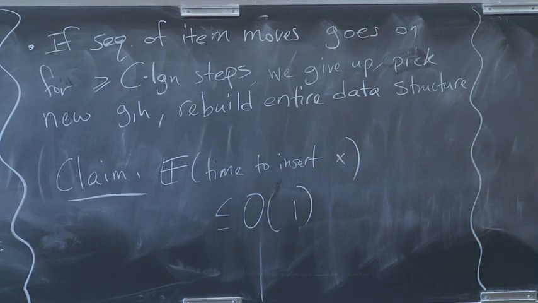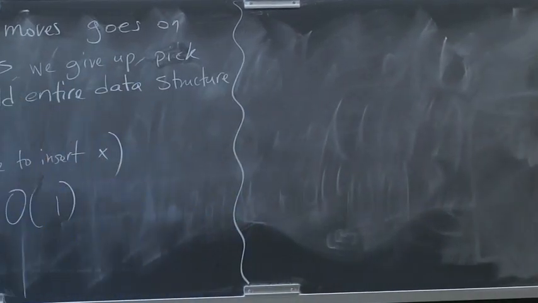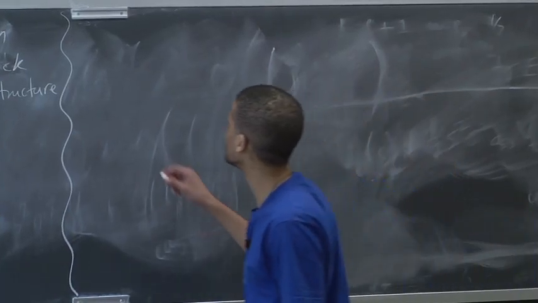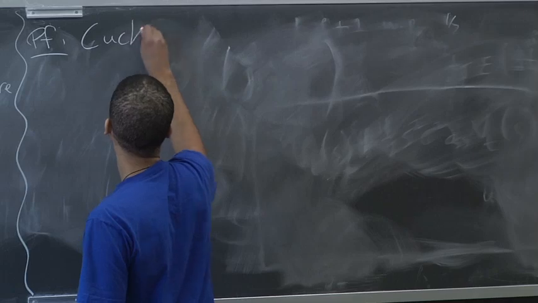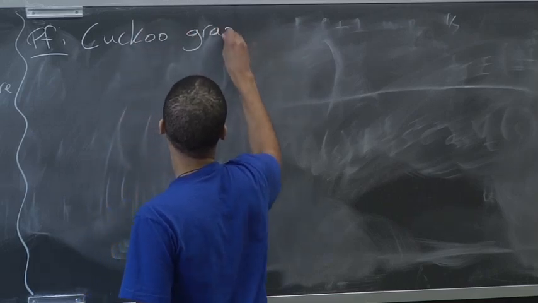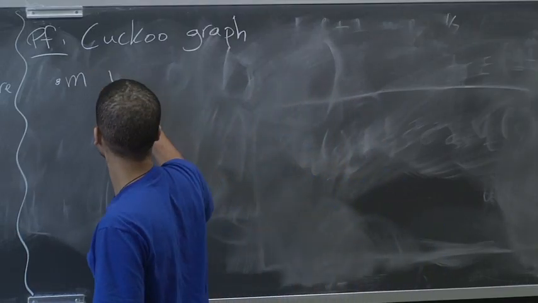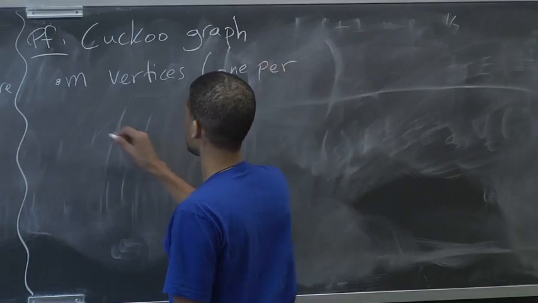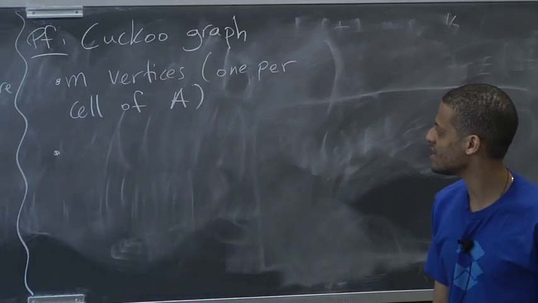Okay. So let me draw a couple pictures for what might happen when we try to insert things into the hash table. First, I want to remind ourselves what this cuckoo graph is. It's something I defined last time. This graph has m vertices, one per cell of A. And it also has n edges.